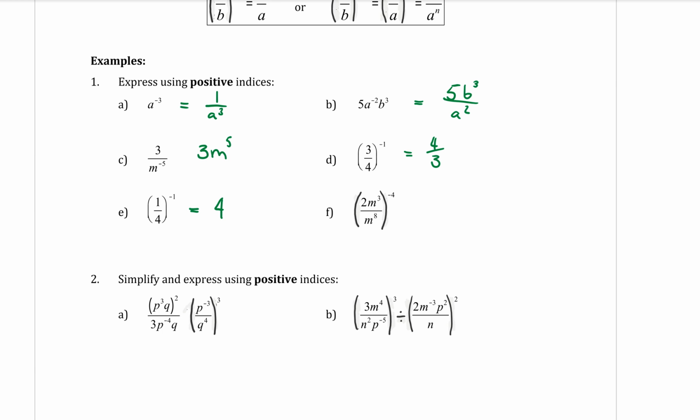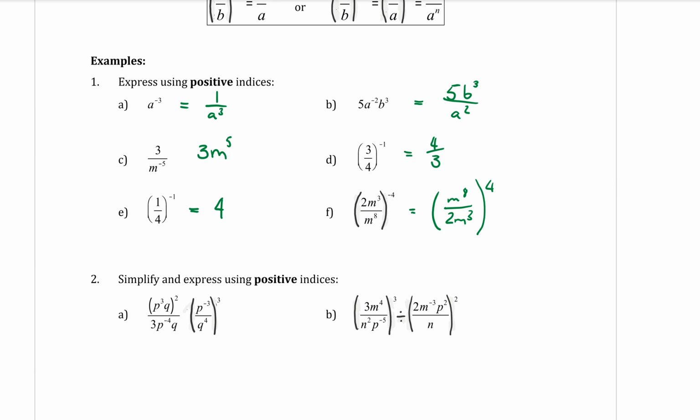Part F, I had to put a few more things in there. Let's do one bit at a time. First of all, we deal with the negative power out there. That means that I need to take the reciprocal, turn my fraction upside down, so it'll be m to the power of 8 on the top and 2m cubed on the bottom. And now that will be a positive power of 4.